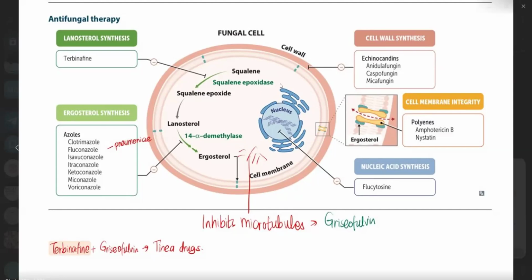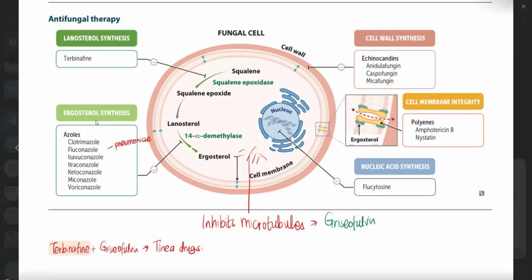Now let's go inside. So we have this process leading to the formation of ergosterol. Squalene is converted to squalene epoxide by squalene epoxidase. The antifungal used here is terbinafine. It inhibits lanosterol synthesis by inhibiting this process, squalene to squalene epoxide. So it inhibits the squalene epoxidase enzyme. Then squalene epoxide will be converted to lanosterol. Then lanosterol leads to the formation of ergosterol by the enzyme 14-alpha demethylase.